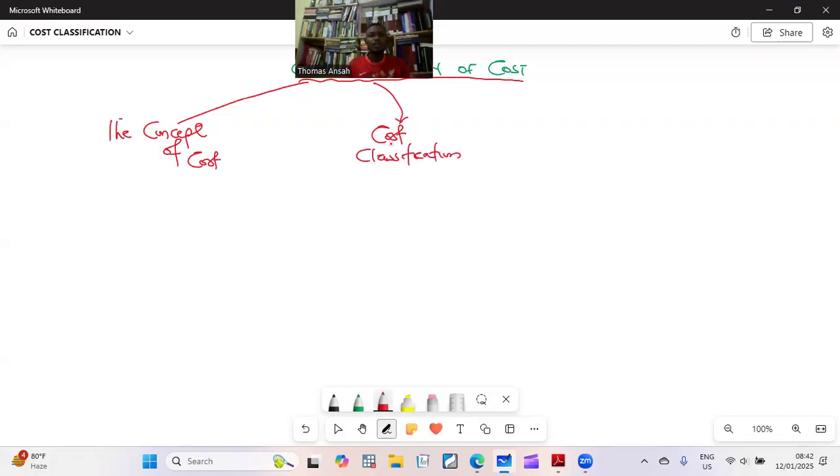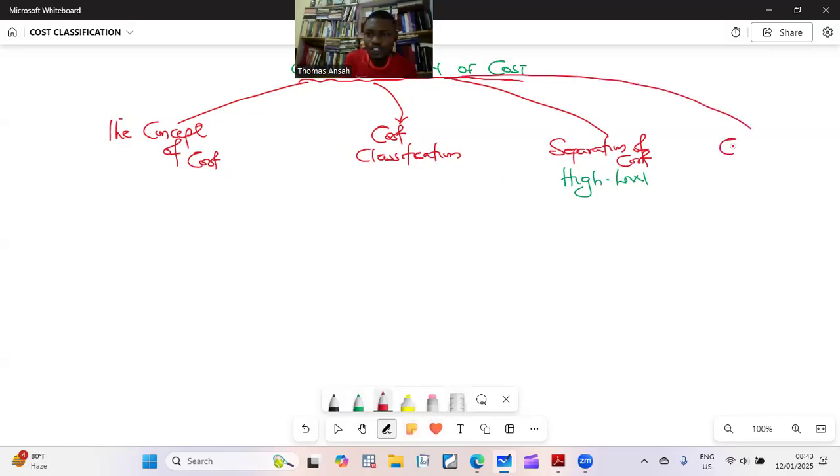Then in our study of cost classification, you realize that some costs are mixed up within themselves and we will have to separate them. So we will be learning how to separate cost, the separation of cost. The strategy we will use to separate cost here will be the high-low method. Then we will end the lecture with how to do codification of cost. So you will learn something about coding. So our second lecture is going to take care of these four areas.